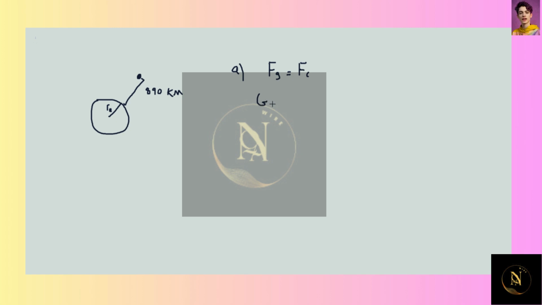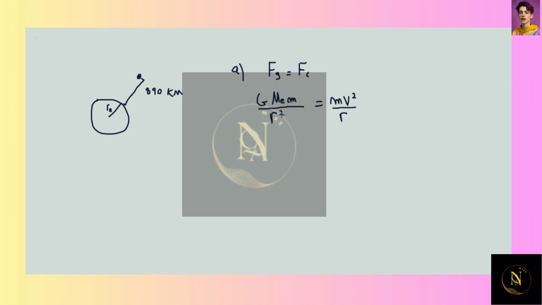The force of gravity will be the gravitational constant G times the mass of the Earth times the mass of the satellite, divided by r squared. And r here is the total distance from the center of the Earth, so it's the radius of the Earth plus this 890 kilometers. And that should equal the centripetal force, which always takes the form mv squared over r.